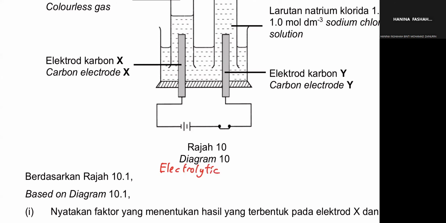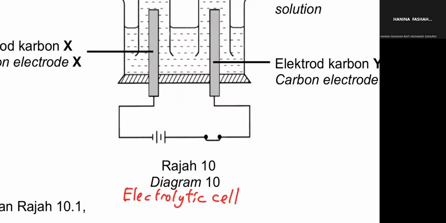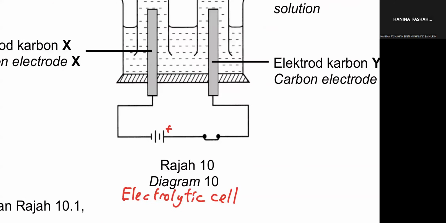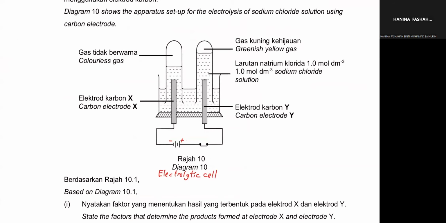Electrolytic cell. It's got a battery, okay? So the longer line is positive and the shorter line is negative. So there are two types: electrolytic cell and voltaic cell.